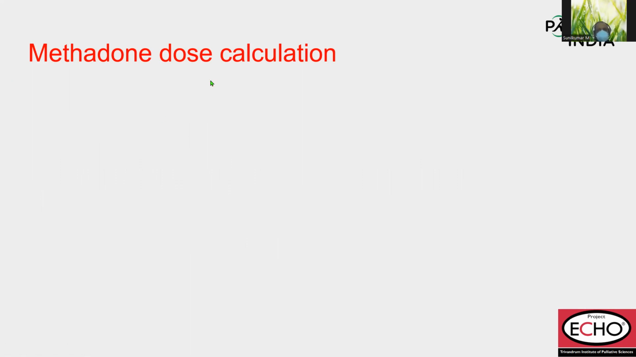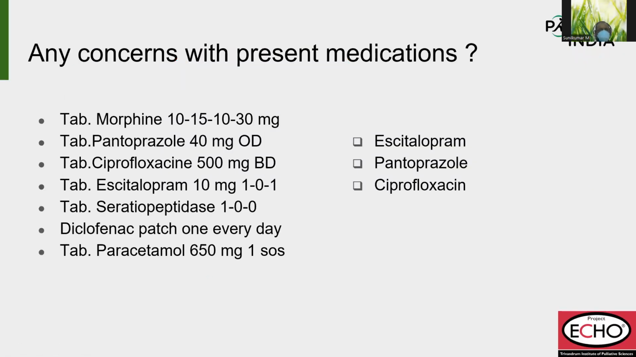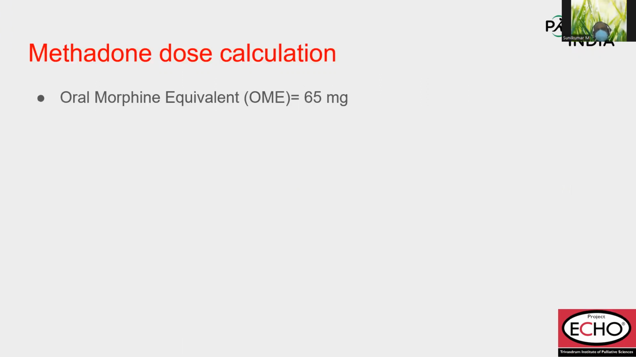So how are you going to calculate the dose of methadone? How do you calculate? These are the medications he is receiving. First of all, you have to calculate the oral morphine equivalent dose per day. This patient is receiving a total of 65 milligram. Okay. So what would be the conversion ratio? Anybody?